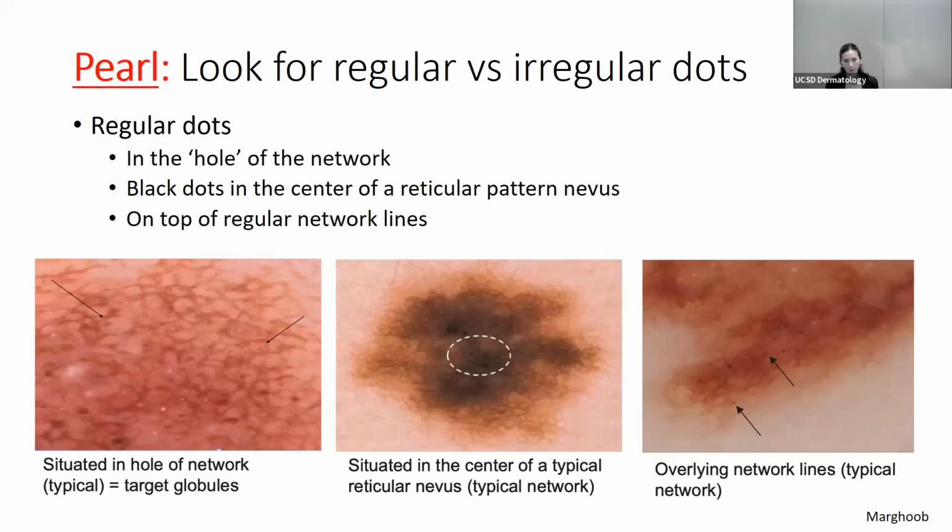That's also just kind of the general theme of melanocytic lesions. Broadly, if anything looks regular, evenly spaced, has a pattern to it, that's going to be more reassuring than something that doesn't follow a pattern. So for regular dots, you can often see them right in the middle of the hole of the network. Sometimes you can see them just in the center of a typical nevus with a reticular network. And then this is also normal, where sometimes you see dots actually on the lines of the network.